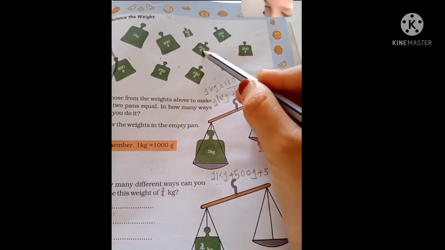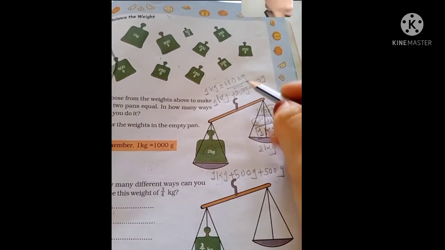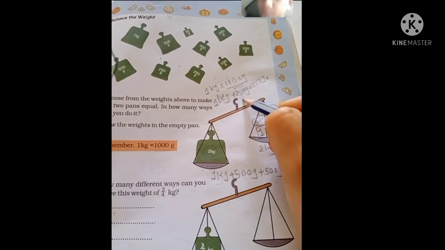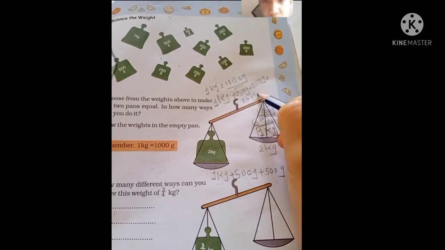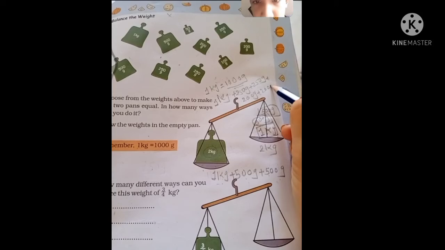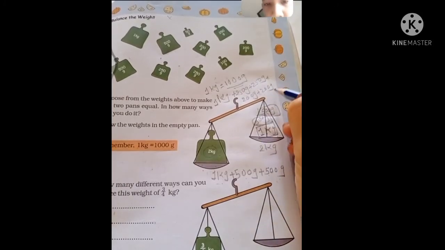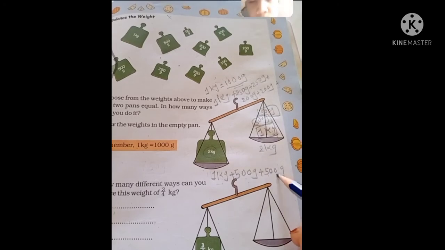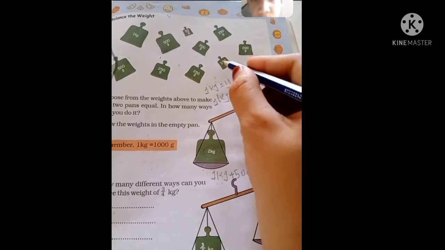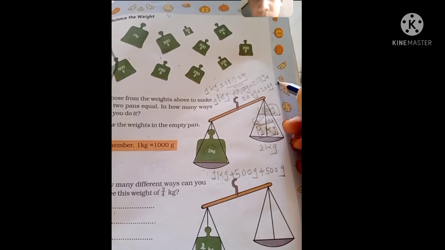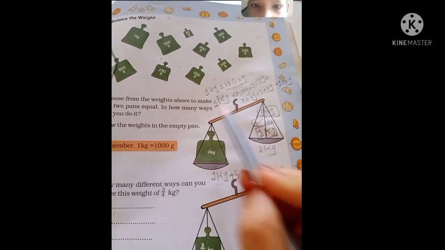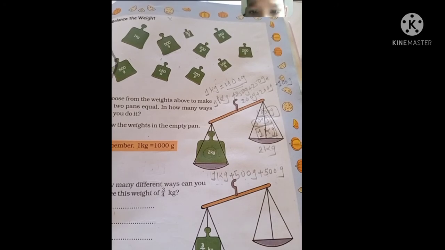Now for this 500, students, we can make a different combination. Like see, we can take 200 and 200. First we will take 1 kilogram, plus 200 gram plus 200 gram. So how much do we get? 200 plus 200, which is 400. So how much is still remaining for 500? Still 100 remaining. So that 100 gram we will take. So this second one, we can use to make 2 kilogram.